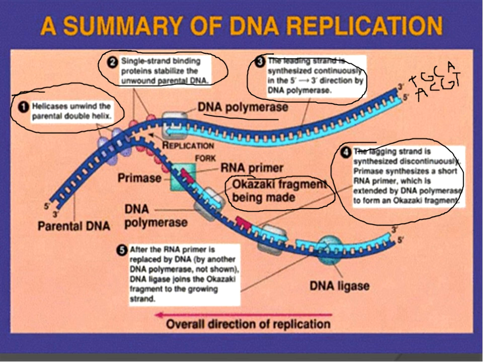Step 3 and 4, well, it does it in 2 different strands. There's a leading strand where it doesn't skip a beat, and there's a lagging strand where it does it in pieces. Those pieces are called Okazaki fragments. And once those pieces are made, they get glued together by ligase.